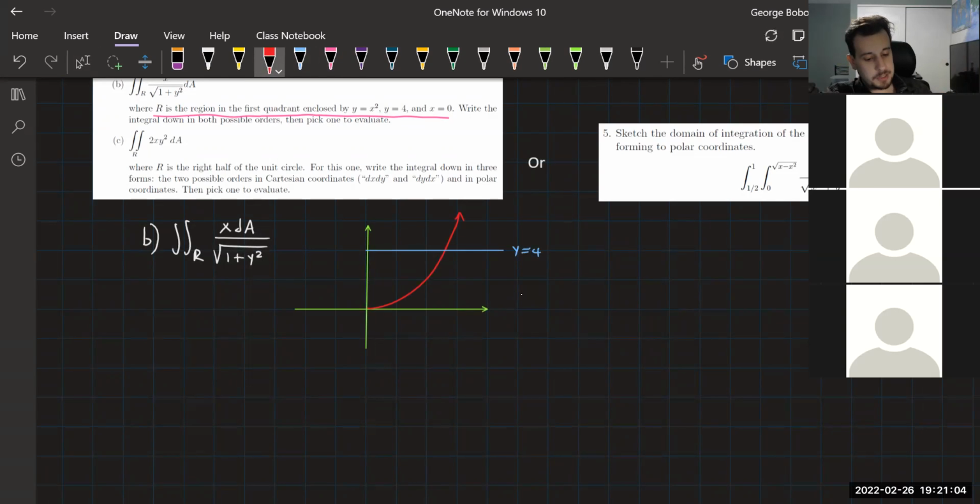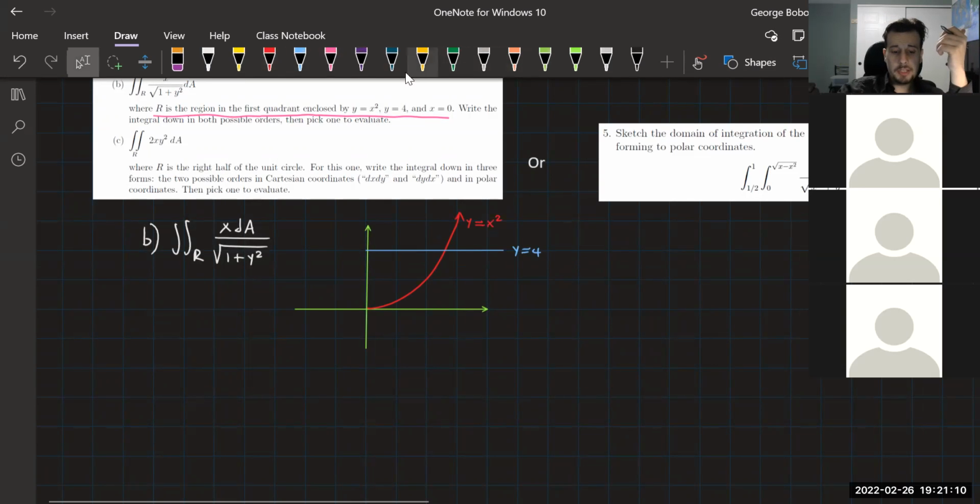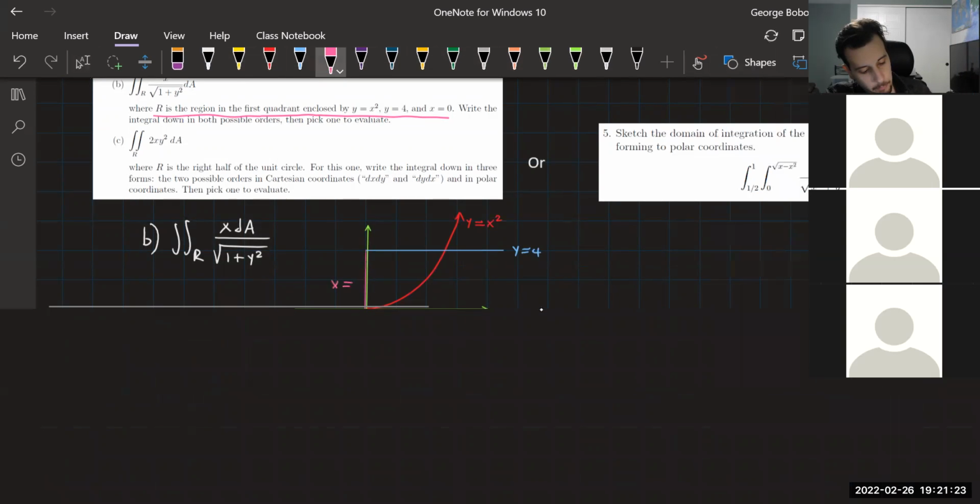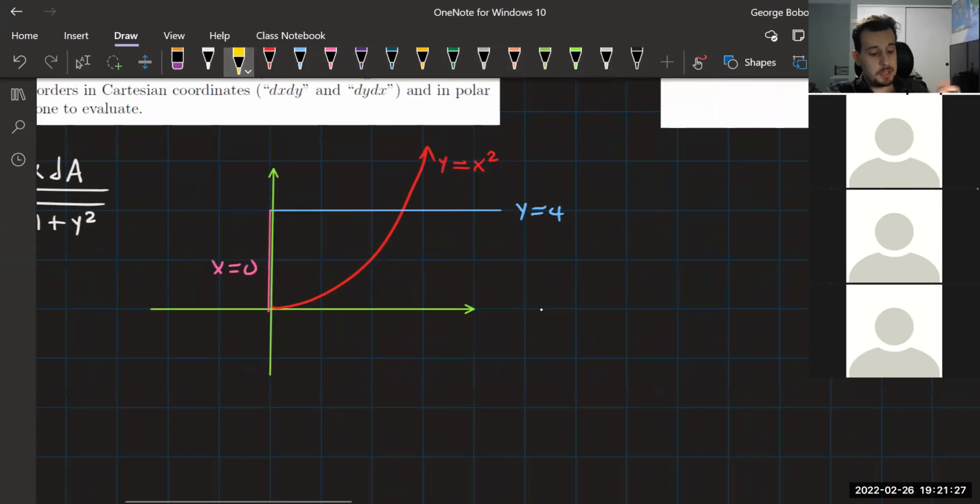And so again, this is your y equals x squared. And then you have x equals 0, which is really just the y-axis, right? Like this guy over here. All right, so you can see the space forming that you're going to have to do here. That's like your x equals 0. Okay, so your integration space is, again, this bit over here. That's where your function is going to be. That's where you're going to have to integrate.